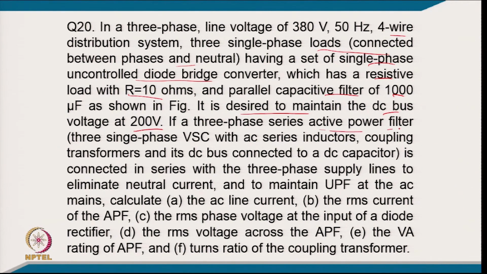If the 3-phase series active filter, with 3 single-phase VSC with the AC series inductor coupling transformer and its DC bus connected to a capacitor, is connected in series with the 3-phase supply line to eliminate neutral current and to maintain unity power factor of the AC mains, calculate: A, the AC mains line current; B, the RMS current of the active filter; C, the RMS phase voltage at the input of the diode rectifier; D, the RMS voltage across the active power filter and the VA rating of the active filter; E and F, the turns ratio of the coupling transformer.